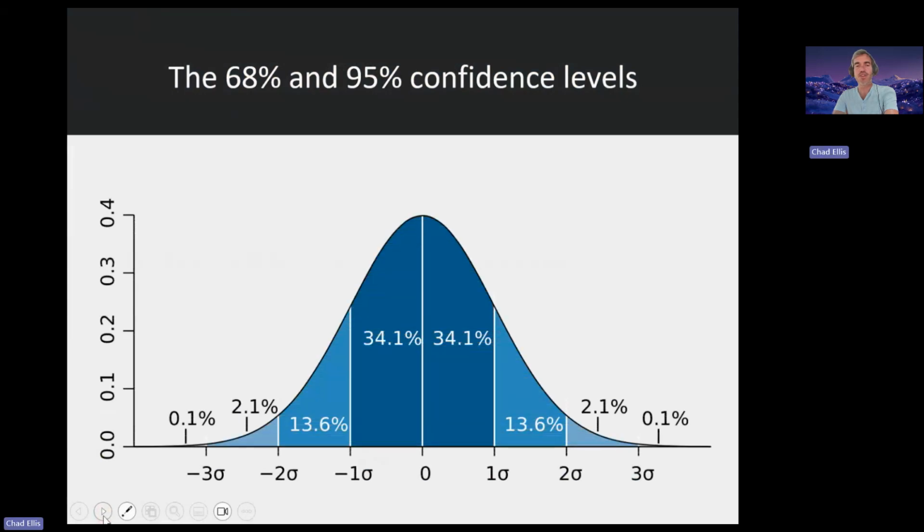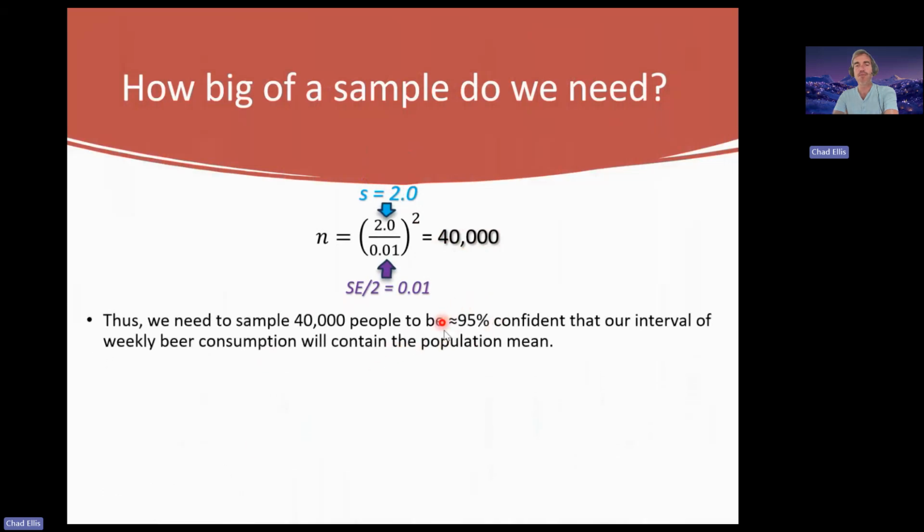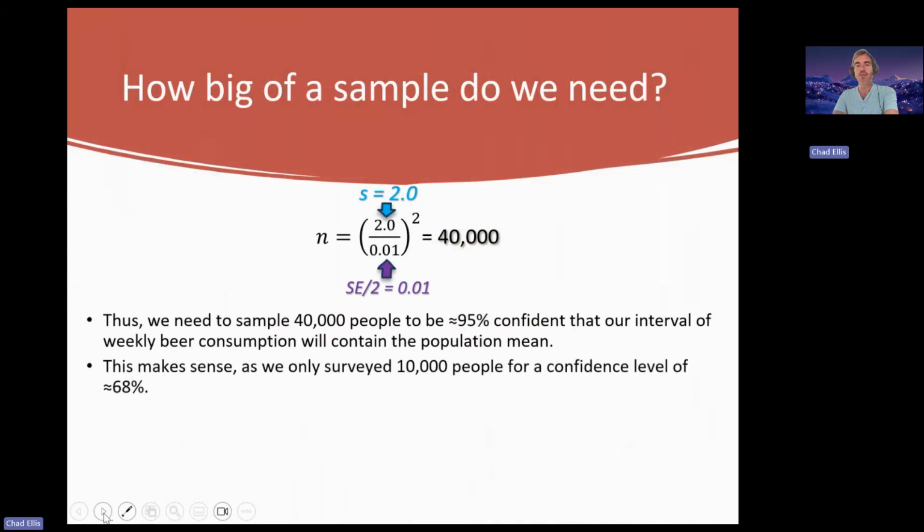going back to the idea of the normal distribution. We're going to plug in those new values. Our sample standard deviation is still 2. Our new standard error, because we're dividing it by 2, is 0.01. That gives us a new required sample size of 40,000 people, which makes sense because now we've gone to a higher confidence level. Because then we needed 10,000 people to be 68% sure. If we want to be 95% sure, we're going to have to interview a lot more people. In this case, it's going to be 40,000 people.